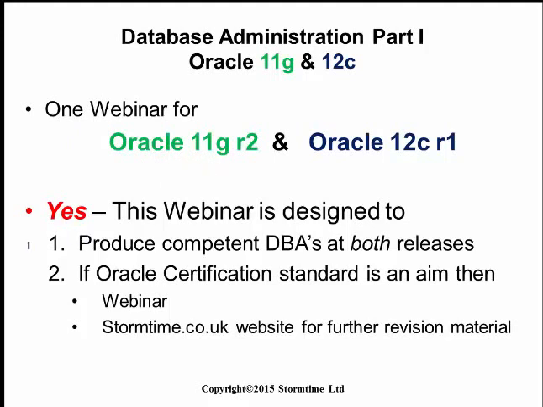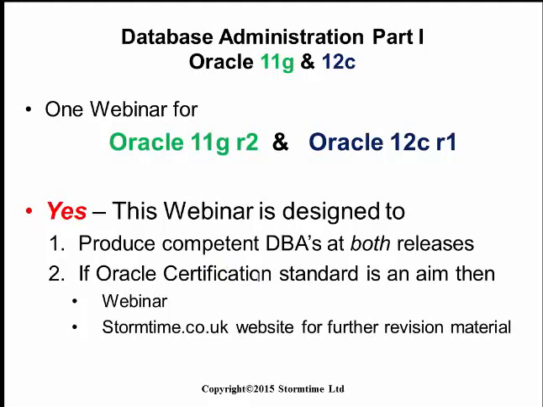What I'm trying to do here is produce competent DBAs at both releases. So it doesn't matter whether you want to be in 11G Release 2 or 12C Release 1. Or indeed the best idea would be to go from 11G R2 and then further take the extra bits which are in the course for 12C R1 and be competent at both releases.